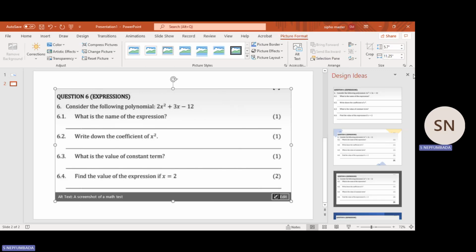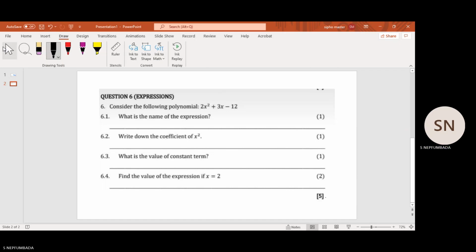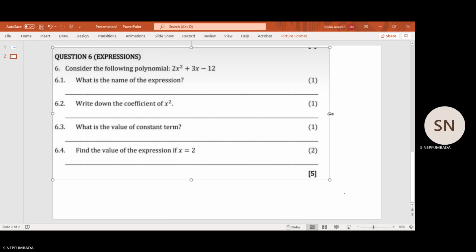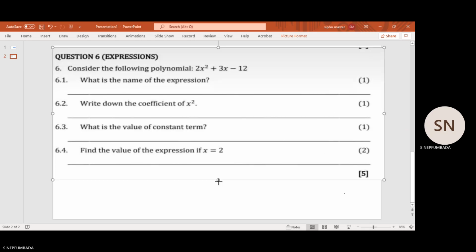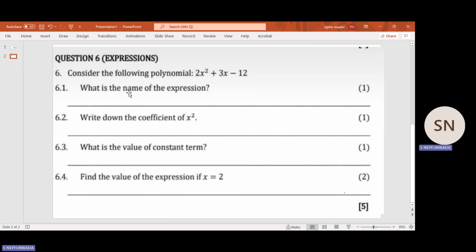I hope you can see the question now. The question is like this. They said, consider the following polynomial: 2x squared plus 3x minus 12. They said, what is the name of this polynomial?